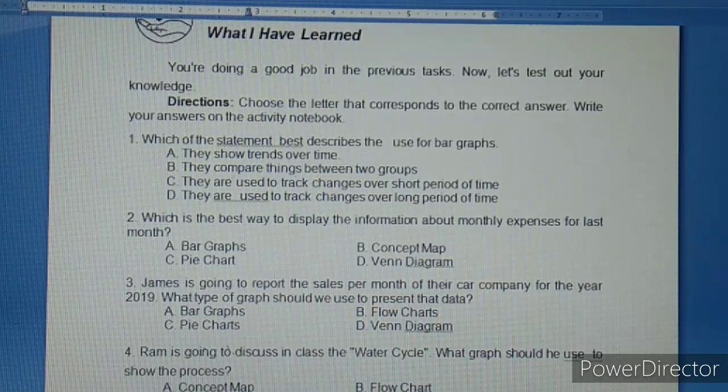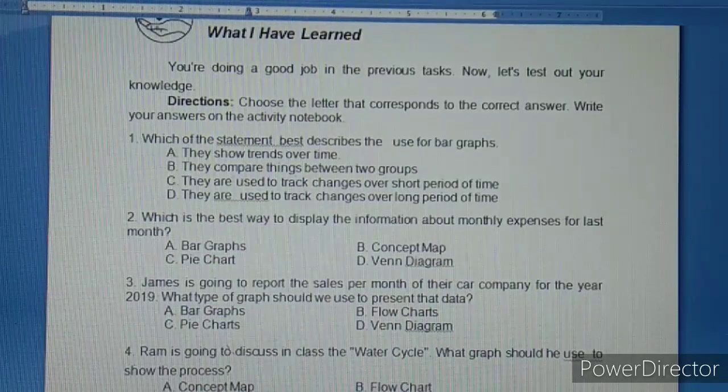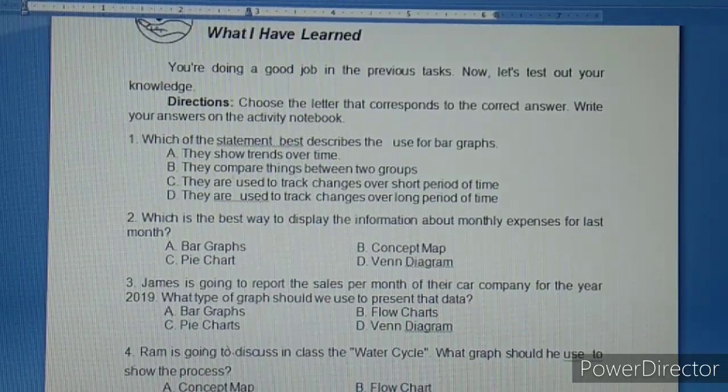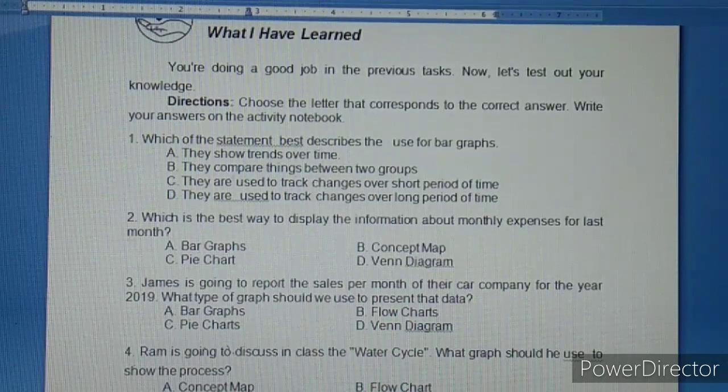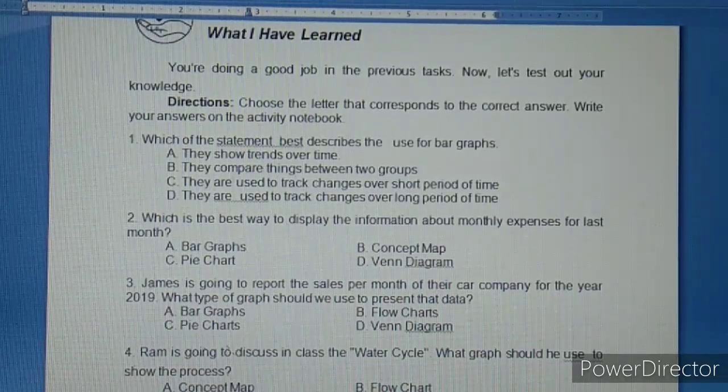Number 1. Which of the statements best describes the use of bar graphs? A. They show trends over time. B. They compare things between two groups. C. They are used to track changes over a short period of time. Or D. They are used to track changes over a long period of time. The correct answer for number 1 is letter B. They compare things between two groups.